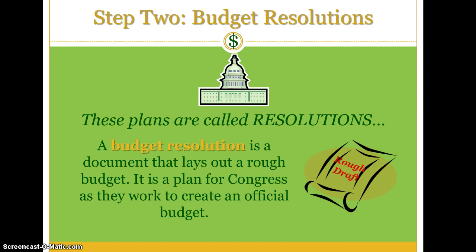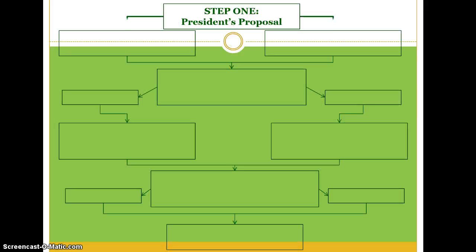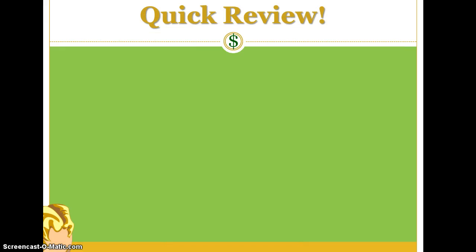The plans are called resolutions. It's a document that lays out a rough budget. It's a plan for Congress as they work to create an official budget. Fill in step 2, House and Senate budget resolutions.